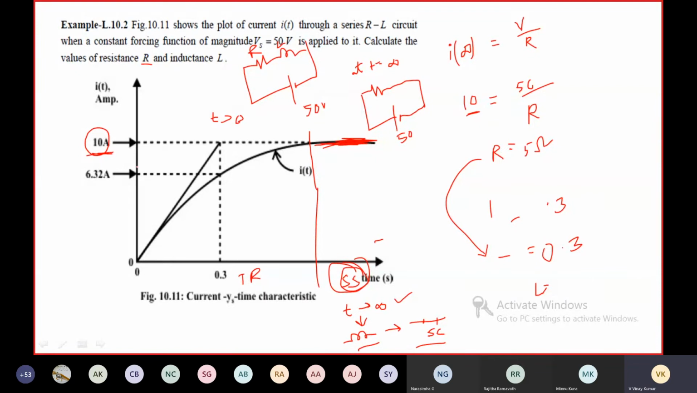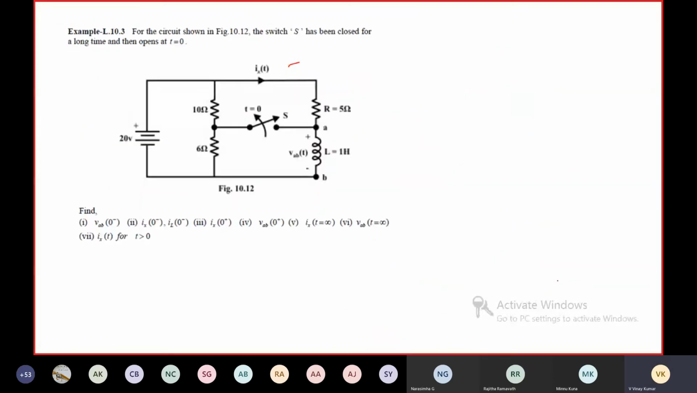Here the final value is 10 amps, and this value is 6.32, which means it is 63.2% of its final value at t equal to 0.3 seconds. It means this will be the time constant of the circuit. So tau is equal to 0.3. Tau is equal to L by R. Substituting the value of R, we can have the value of the next one.